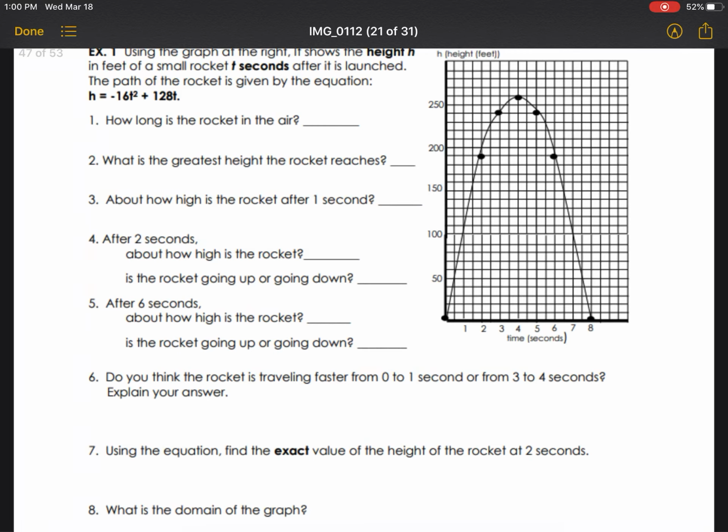This first example says, using the graph to the right, it shows the height h in feet of a small rocket t seconds after its launch. The path of the rocket is given by the equation -16t squared plus 128t. How long is the rocket in the air? Think about this as a visual picture. It's going to start on the ground here, launch up into the air, and then hit back on the ground here. So it looks like it's in the air for 8 seconds.